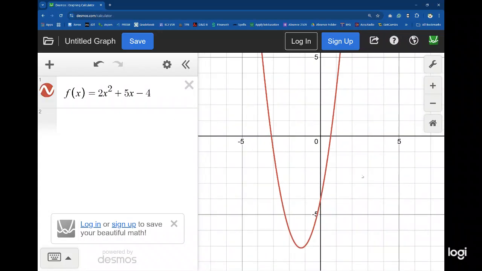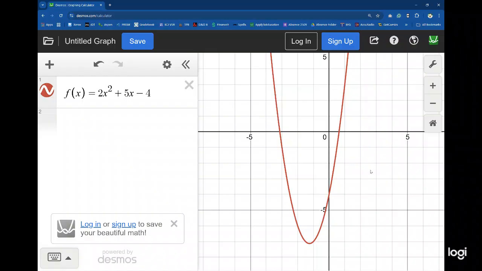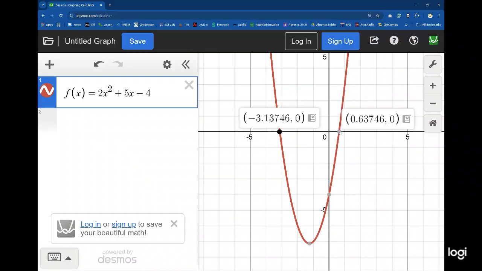Now, here's the neat thing. While this is a little bit of cheating because we won't necessarily be using Desmos for everything, I want to be able to do these kinds of questions algebraically. I can use this to show that the two roots, or the two x-intercepts, are not whole numbers. They're actually really nasty numbers. And what that means is that if I go back to the original, it's not factorable because the two numbers that would multiply to negative 8 are negative 3.13746 and 0.63746. And those two numbers also will add to positive 5. They won't add to positive 5, will they?